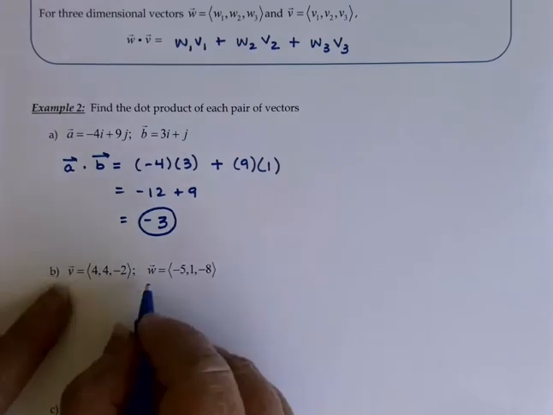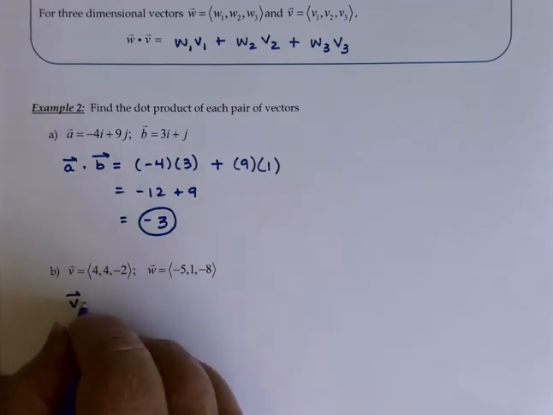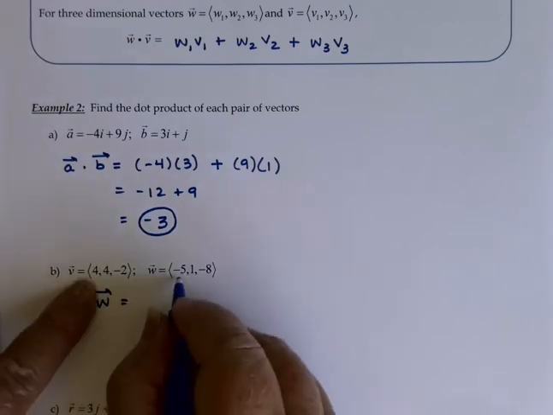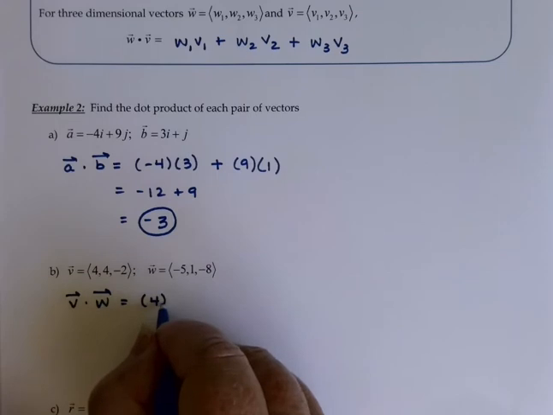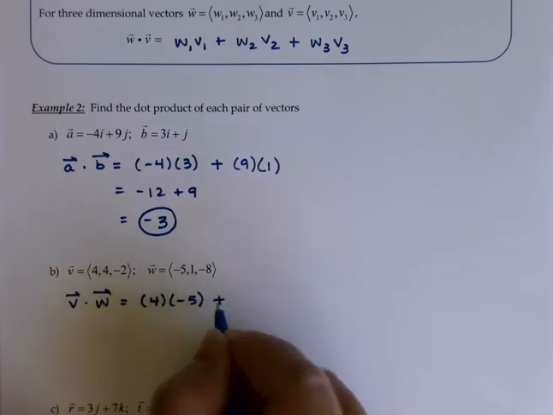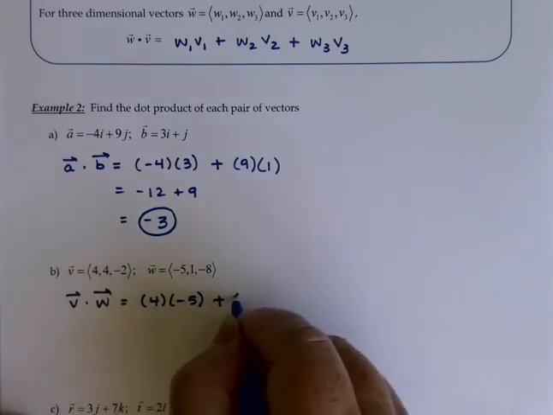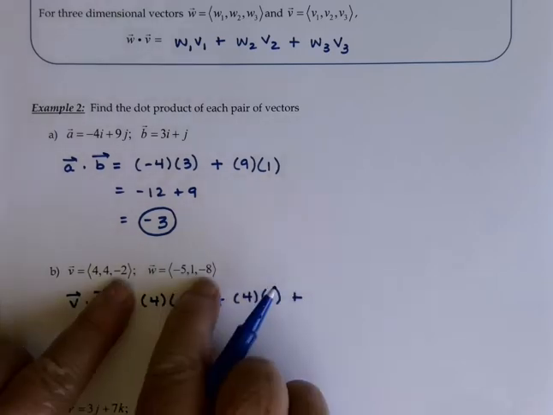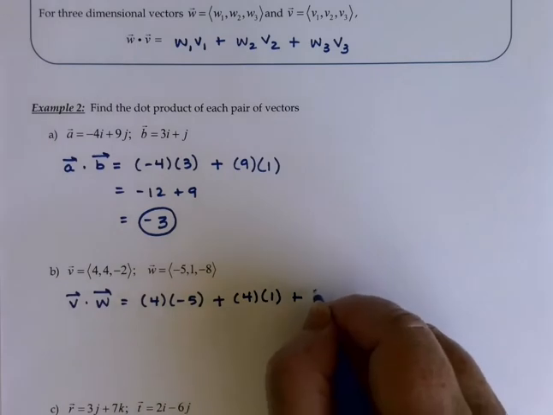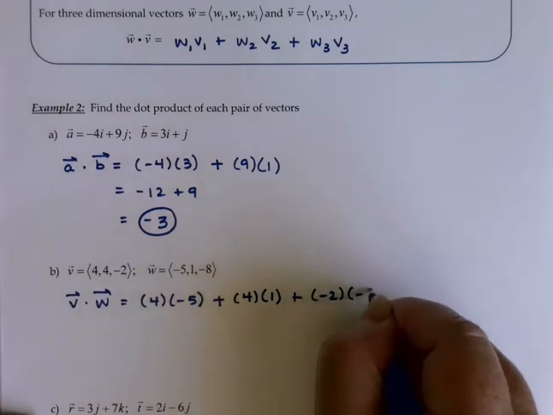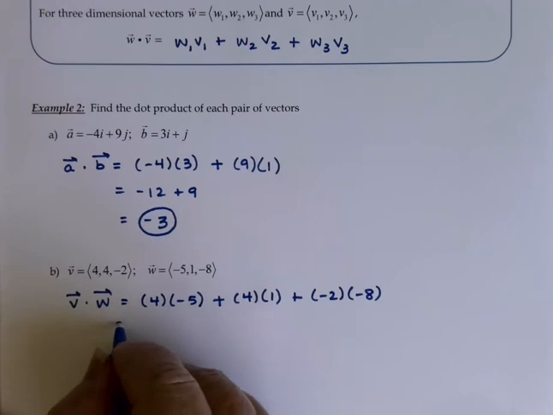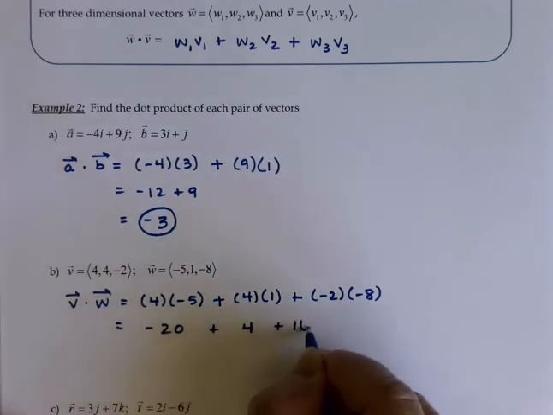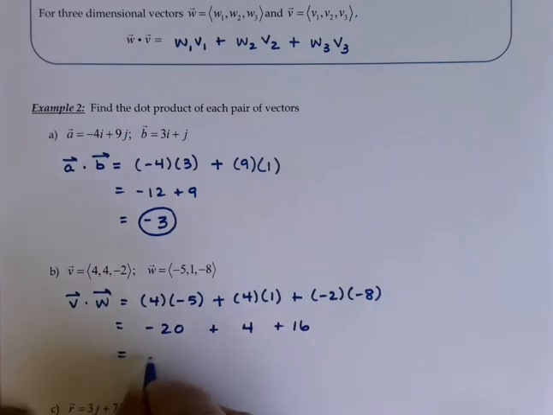Let's do another one. V dot W, 4 times negative 5, plus 4 times 1, plus negative 2 times negative 8. So it looks like we're going to come up with 0 here.